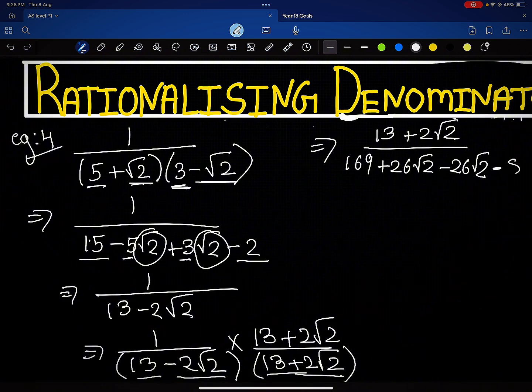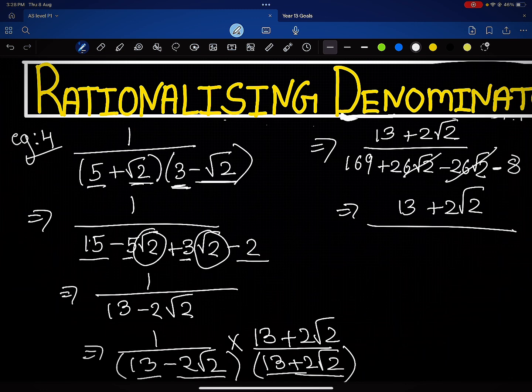So if I go ahead and simplify that, I get 13 plus 2 root 2 in the numerator, and in the denominator I can cancel this irrational part, so I'm left with 169 minus 8, which is 161. So yeah, that was basically how we could get this thing to be fully rationalized and become this over here.